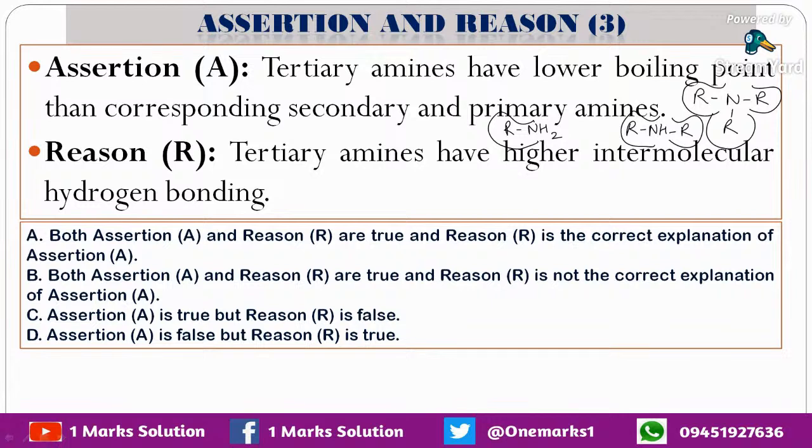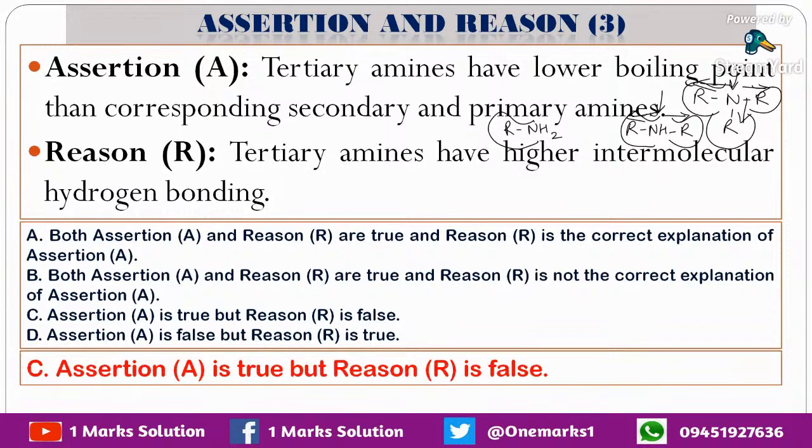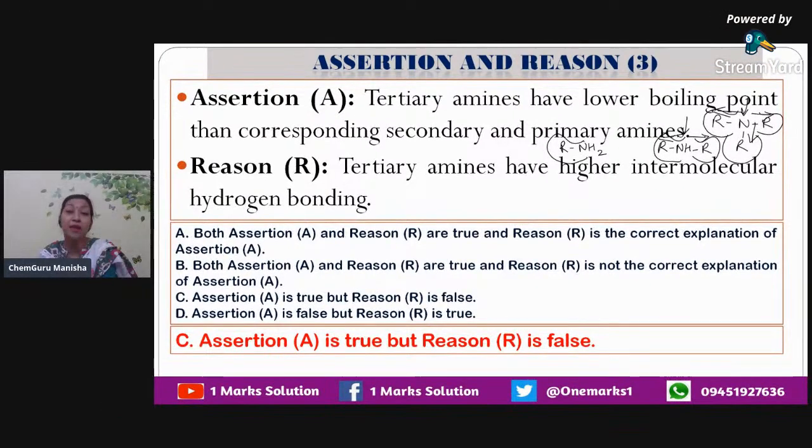If you start heating it from one point, suppose from nitrogen only, the heat will go through very fast, right? But in the others it will take certain time because the surface area is increasing. So the assertion here is definitely true. Now the reason says tertiary amines have higher intermolecular hydrogen bonding. No, it doesn't have any hydrogen basically. It's very, very bulky, with 3 alkyl groups attached to it. So the reason is false, but the assertion is true.